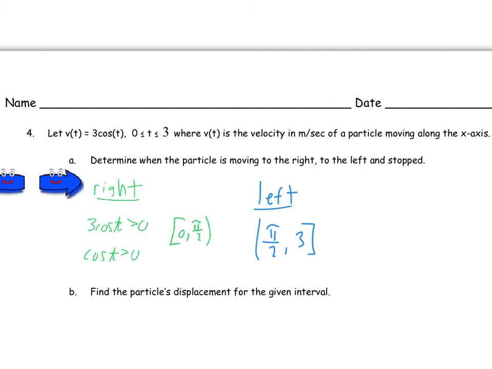Remember, cosine is actually 0 at 3 pi over 2, but 3 pi over 2 is bigger than 3. In fact, we're only in quadrants 1 and 2, aren't we? Because pi is where cosine would change again, which is 3.14, if you think of the unit circle.